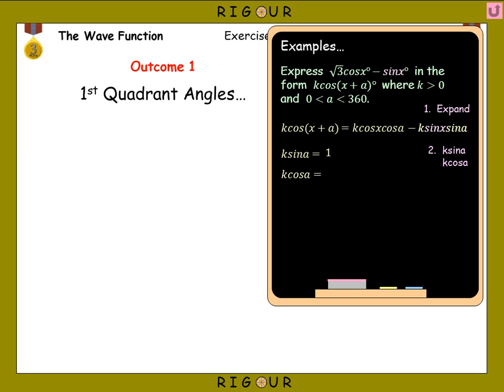So we repeat the process for k cos a. We look for k cos a, it's in the first bit of the expansion, and in this particular instance we colour in cos x, and you'll probably underline that. So k cos a corresponds to root 3.